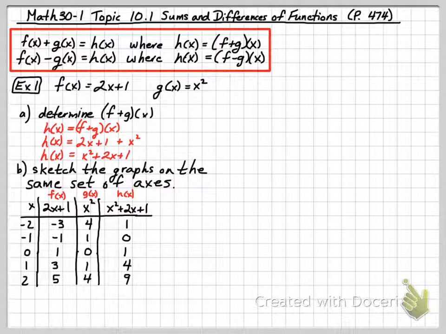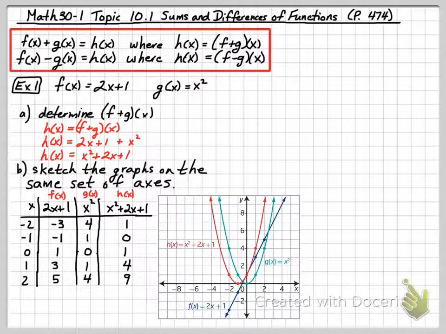Notice on the last one, when x is 2, 2x plus 1 is 5, x squared is 4, and the combined function is 5 plus 4, which is 9. Here's a picture of our graph. Notice that in red we have our combined function h of x equals x squared plus 2x plus 1.